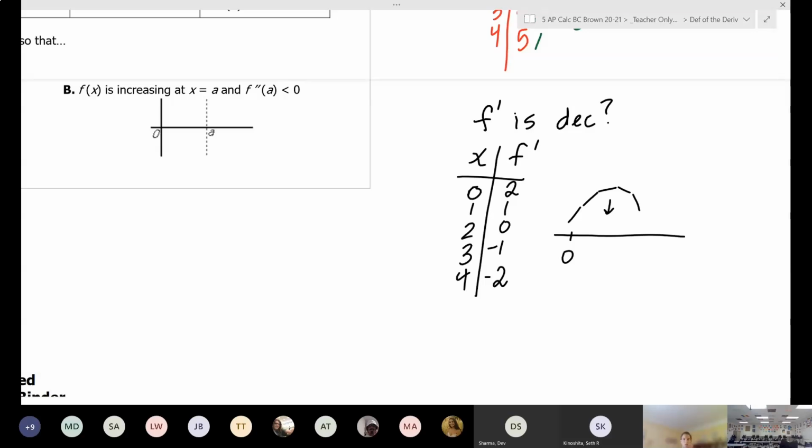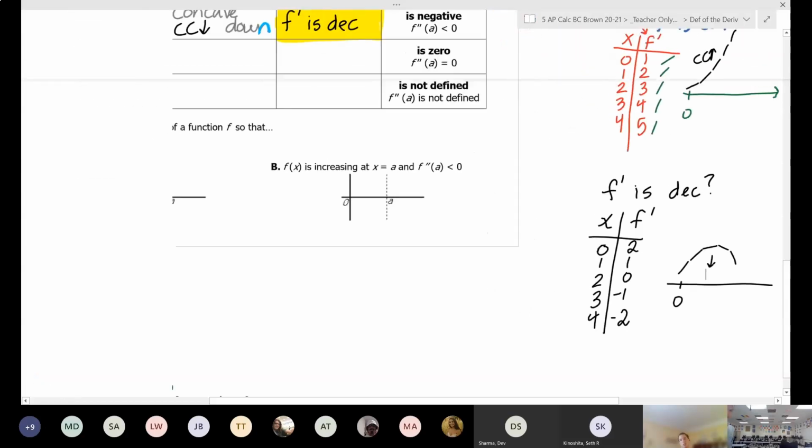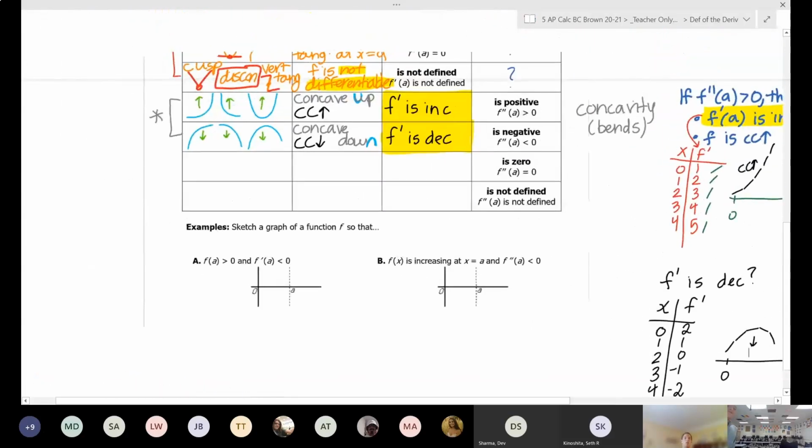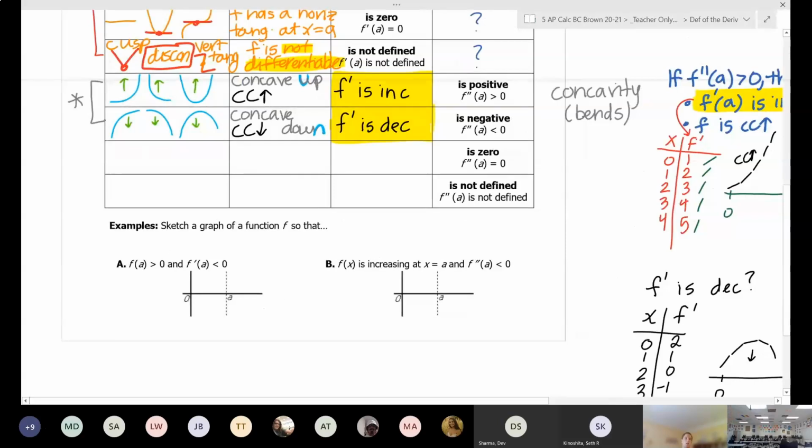Again, if you don't care about the reason, just memorize this chart, live by this chart in this class. The last two rows are not as important. I am going to go ahead and fill it in for you just so you have it. But if I tell you that the second derivative is 0, then that does mean that f prime has a horizontal tangent.